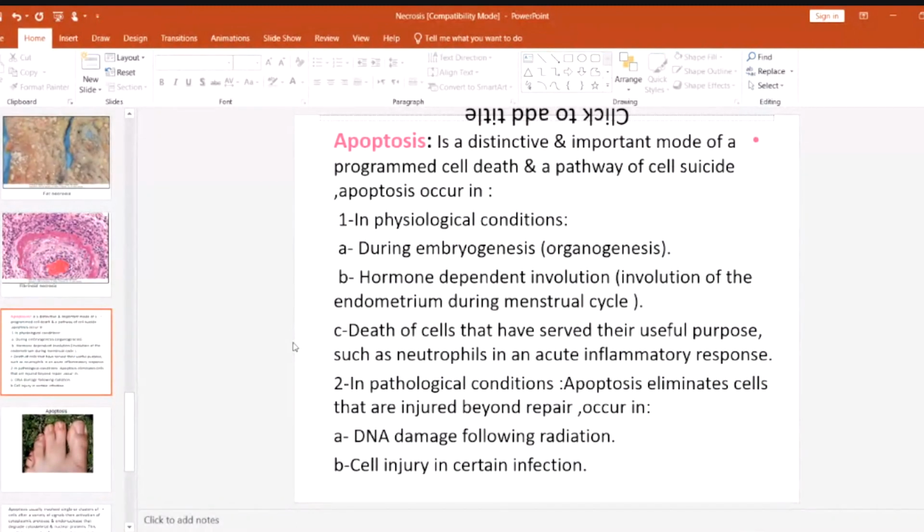This is number one. Number two, hormones during the menstrual cycle, or when the cell ends its life. For example, a neutrophil lives for 24 hours. After 48 hours it will die. Khalas. So this is apoptosis.